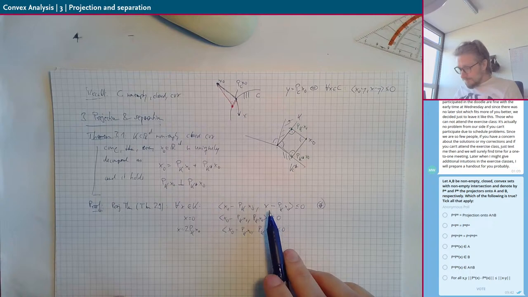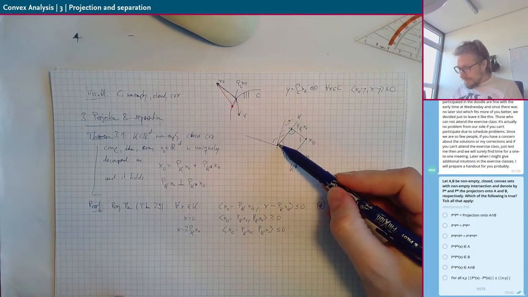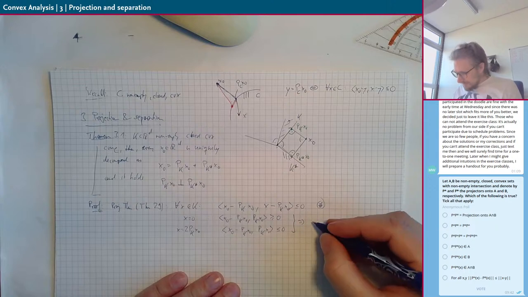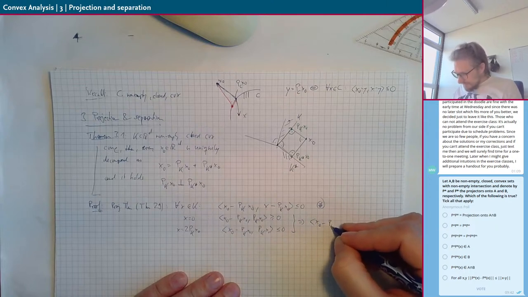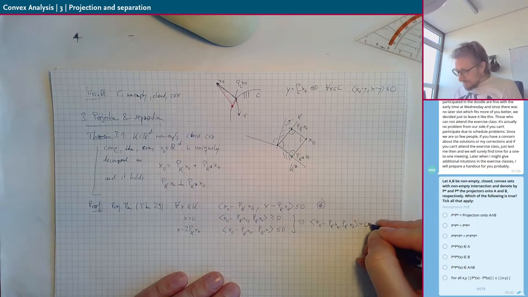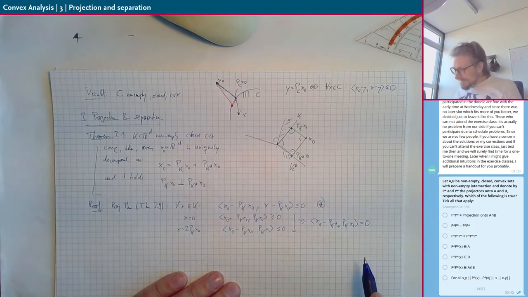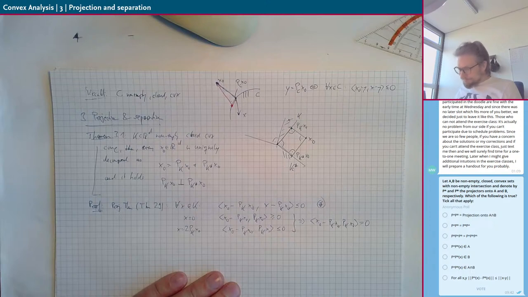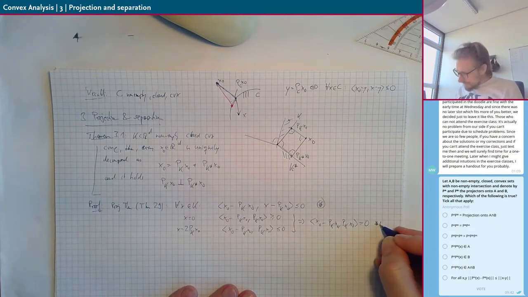So both from this here, because you can plug in anything on that ray, we get these two inequalities. And so what we get is that the inner product of x0 minus pk x0 with pk x0 is actually equal to 0. And we already see that these two vectors are orthogonal. Okay. So this gets 2 stars here.